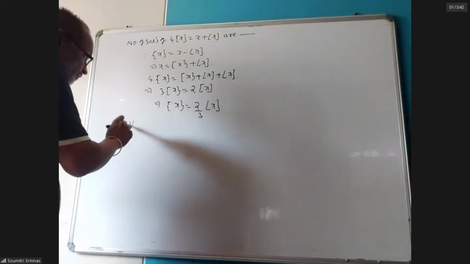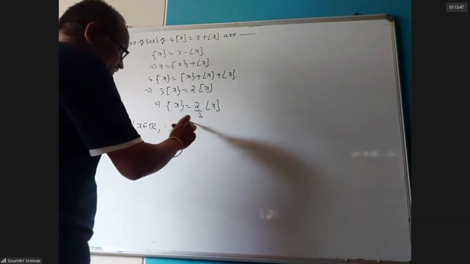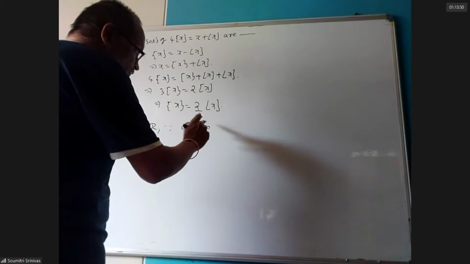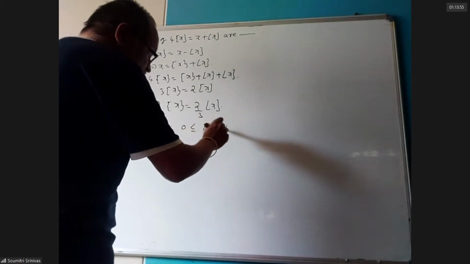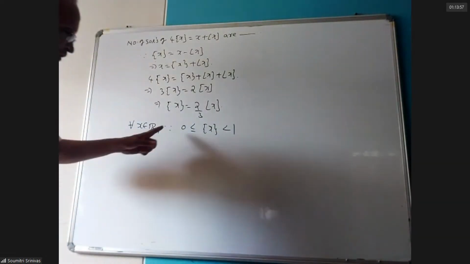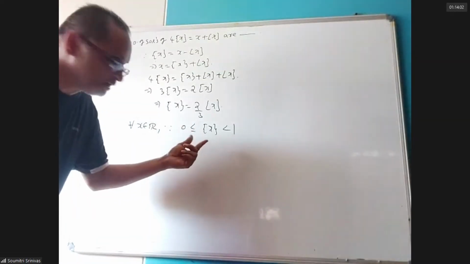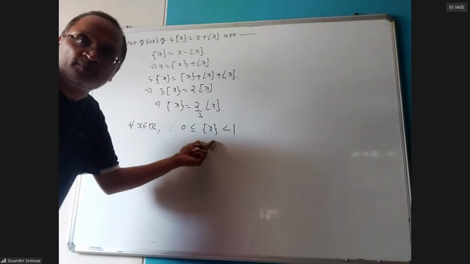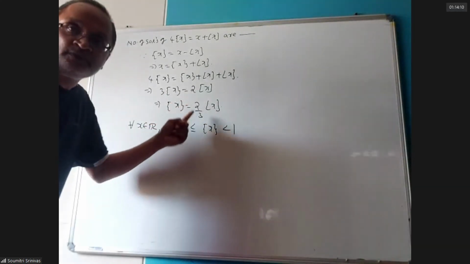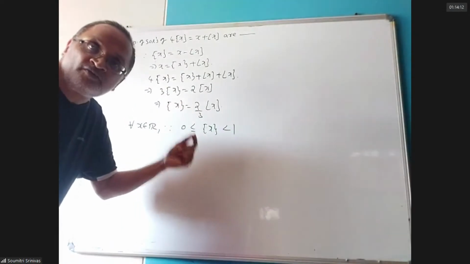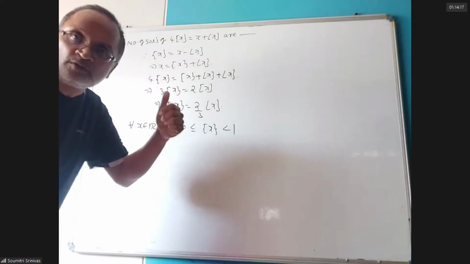For all x belonging to R, 0 is less than or equal to the fractional part of x, which is strictly less than 1. For all x belonging to R, the fractional part of x lies between 0 and 1. What is this fractional part of x we obtained? 2 by 3 floor of x. So in place of the fractional part of x, substitute 2 by 3 floor of x. What does it give you?